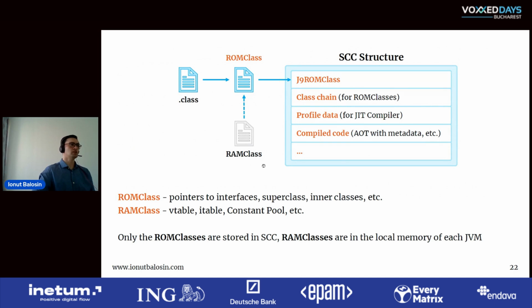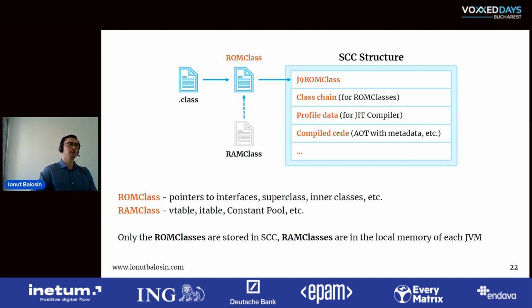In terms of structure, because J9 itself has a different representation of dealing with classes, you have ROM and RAM class. ROM is basically a subset of the class containing pointers to interfaces, superclasses, inner classes, and so on. Only in the shared class cache, it's only the ROM class which is basically shared. All the other parts of the class, the RAM class, are in each JVM's local memory. But this is one aspect.